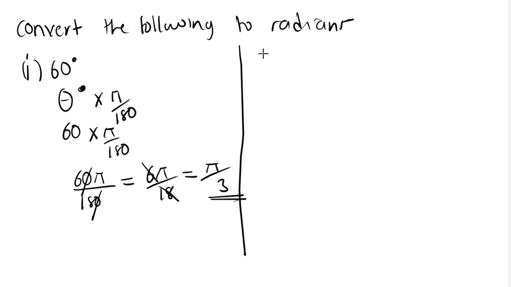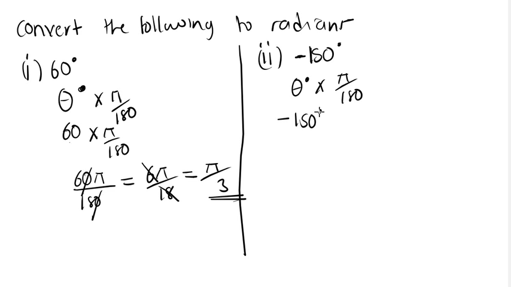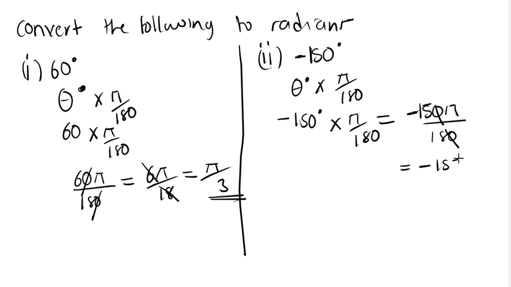Now imagine you have been given another angle, like -150 degrees. In this situation, you do the same thing. You say theta times pi over 180, so -150 times pi over 180, which is -150 pi over 180. This 0 and this 0 go. Then you have -15 pi over 18.